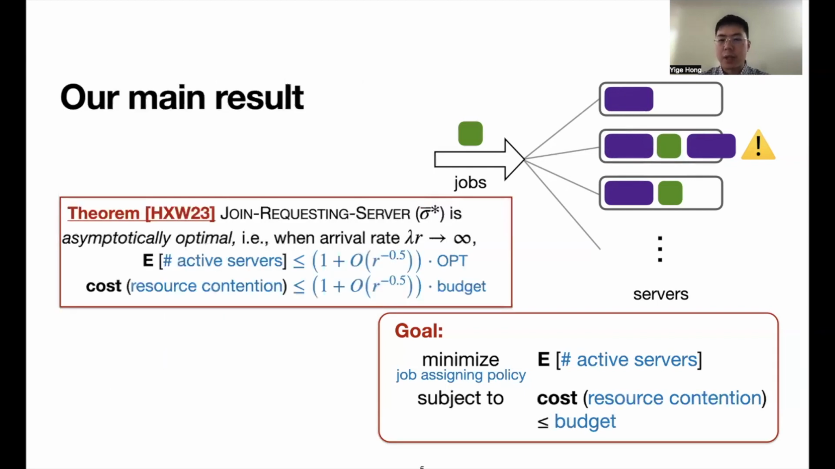Our main result is that we construct a policy called the joint requesting server policy, sigma bar star, and we show that this policy is asymptotically optimal in the sense that when the arrival rate scales to infinity, under this policy, the expected number of active servers is at most order 1 over square root r larger than the optimal value, where r is the scaling factor in the arrival rate that goes to infinity. Moreover, under this policy, the cost due to resource contention is also proved to be at most order 1 over square root r above the budget.